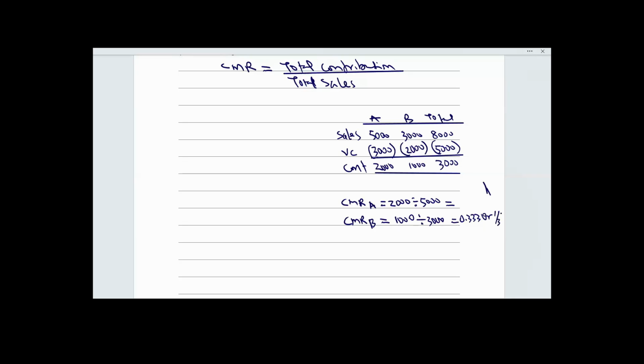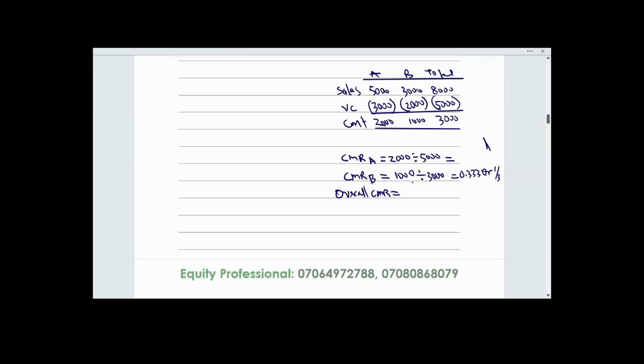All right. Then, if I now want to determine the overall contribution margin ratio, that is contribution margin ratio for the company as a whole, this will then be the total contribution margin for the company, which is 3,000, divided by the total sales for the company, which is 8,000. Whatever I have, I will put it there.